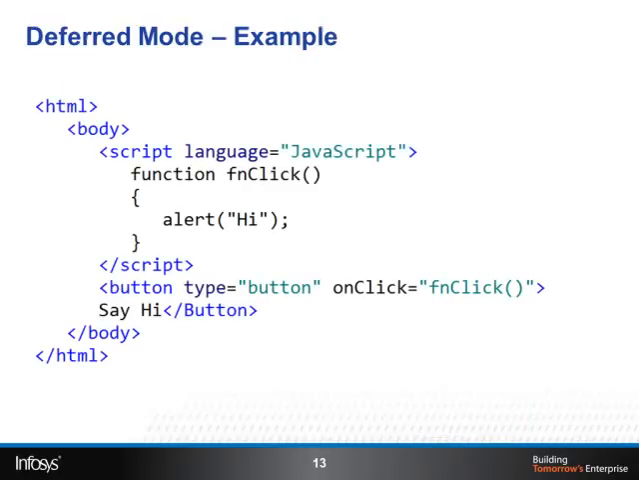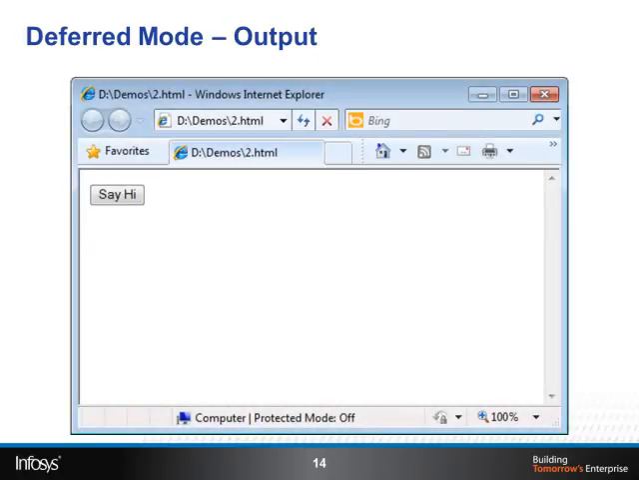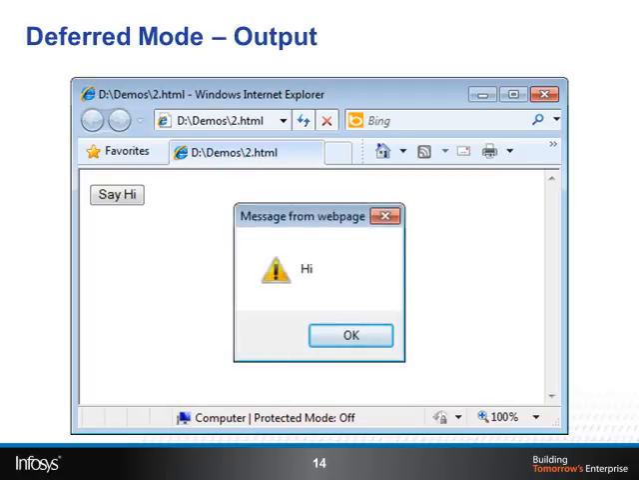Consider another example shown to understand deferred mode. In this code, a button is created with the label "Say Hi." Upon the user clicking the button, the control would be transferred to the function named fnclick. The function has a statement which displays the message "Hi." This is referred to as deferred mode.